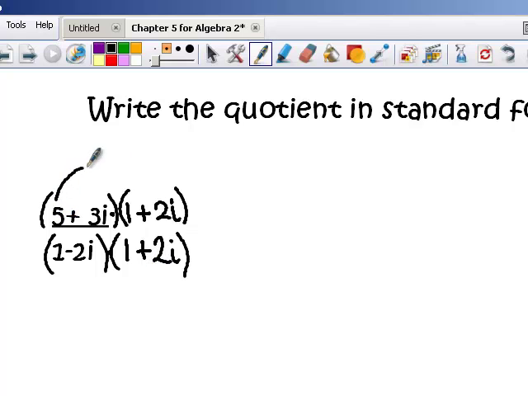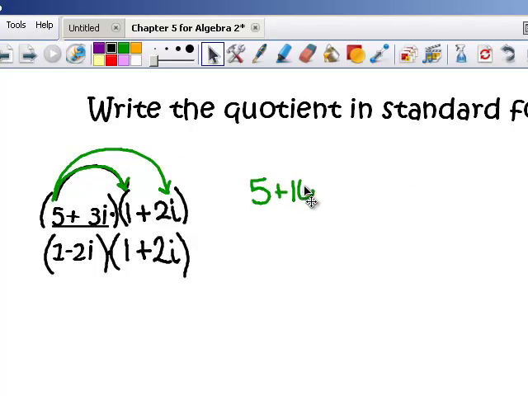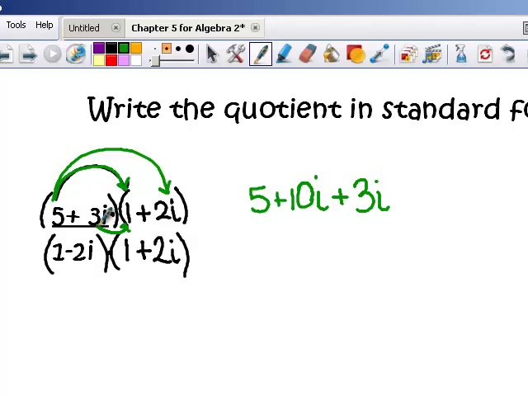So we have 5. Actually, I'm going to do green so it doesn't get too confusing here. We have 5 times 1. So we have 5 over here. And now we have 5 times 2i, which is 10i. And we have 3i times 1, which is 3i. And we have 3i times 2i. So 3 times 2 is 6, and i times i is i squared.